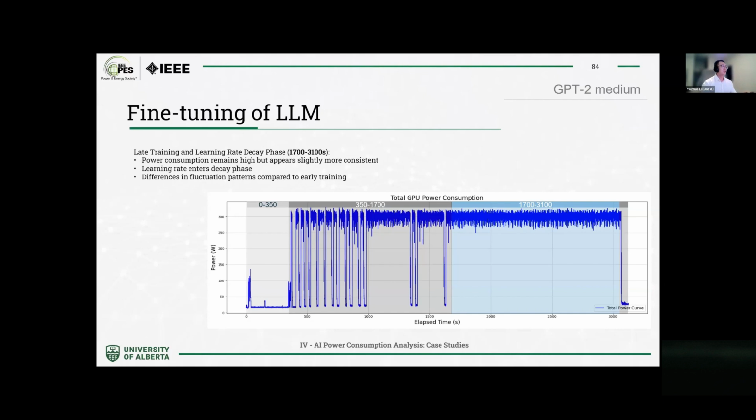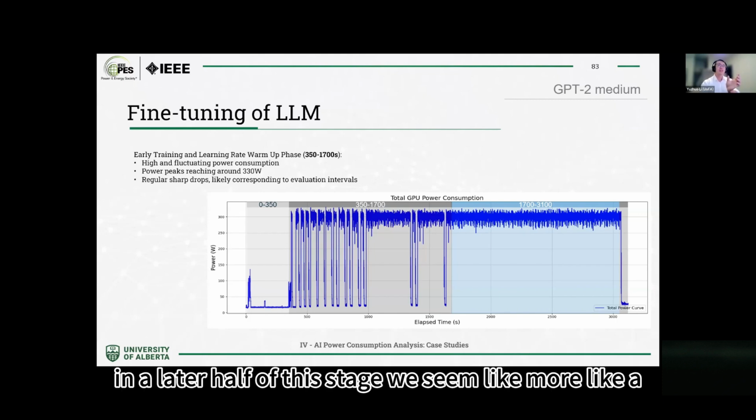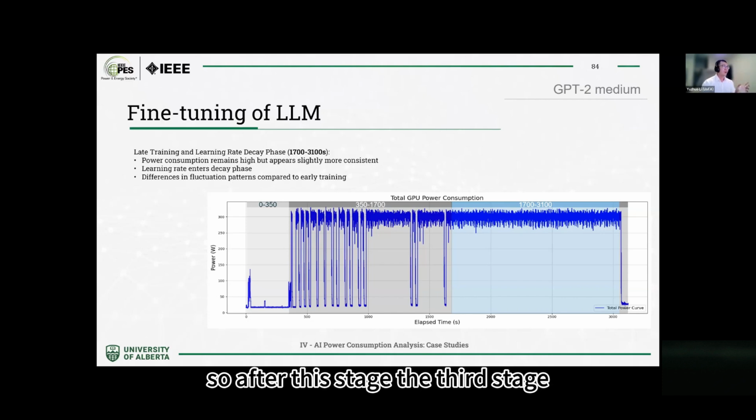And if we move a little bit longer into the later half of this stage, we see a more steady behavior of the power consumption. After this stage, in the third stage, we reach a very steady phase. In this phase, the power consumption is really similar to the training stage, and the learning rate will enter the so-called decay phase.